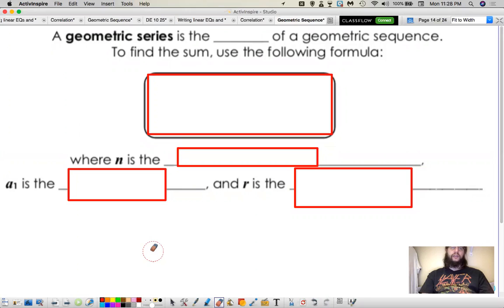All right, guys, so now let's look at geometric series. We talked about sequences last time.